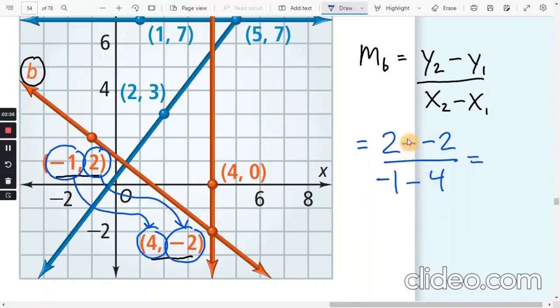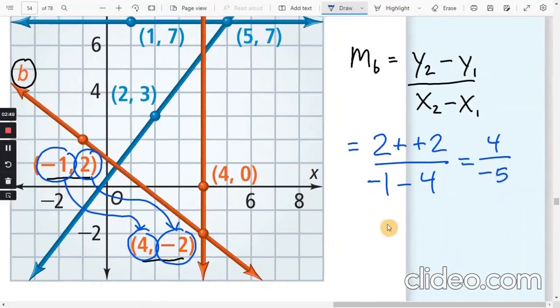Okay, the two negatives make it positive. So in the numerator, 2 plus 2 is 4. And -1 minus 4 is -5. Okay, a negative in the denominator is the same thing as a negative in the numerator, or just a negative out front. So the slope of line B is just -4/5.